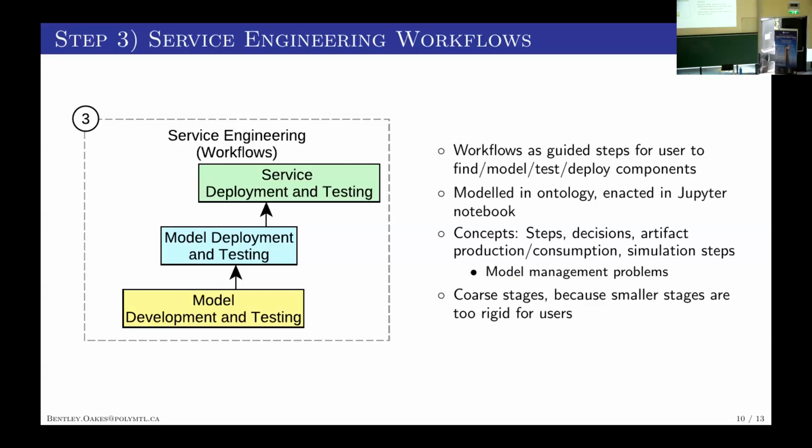And what are concepts here in the ontology? We want steps, decisions, artifact production and consumption, and simulation steps. And really, this is model management, connecting all this, but we need to have this traceability for the user so that they don't have to look up models and make all those technical decisions. We have it stored and we can automatically load things for them. And I'm going to show you some steps and some stages. These are relatively coarse because we found that really defining very small workflow steps was very rigid for the users. So we're going to work on the levels of detail for them.